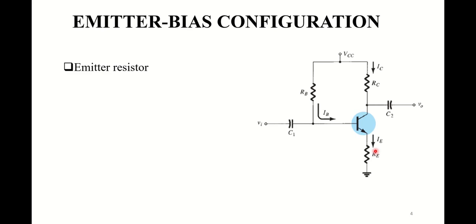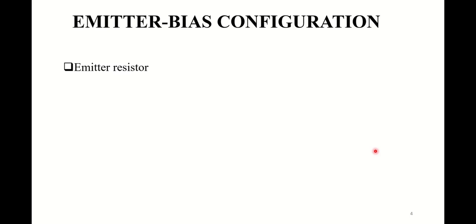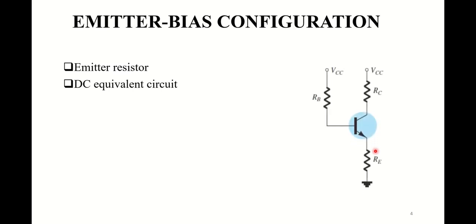The more stable a configuration is, the less its response will be affected by undesirable changes like temperature and other such parameters. As we know, in this chapter we are only dealing with the DC equivalent circuits of BJTs. Therefore, we need to understand the DC equivalent circuit of the emitter bias configuration to solve its related examples. The DC equivalent circuit of this configuration is shown in this figure.